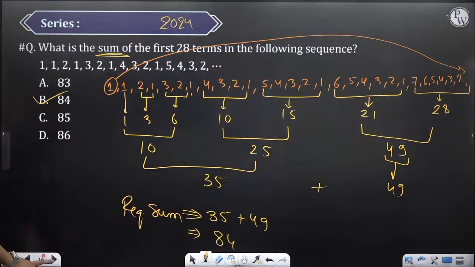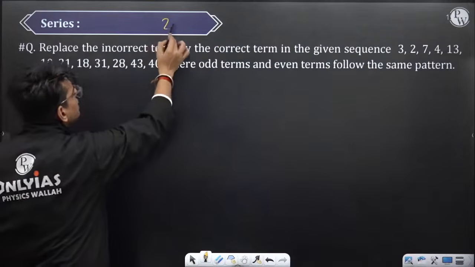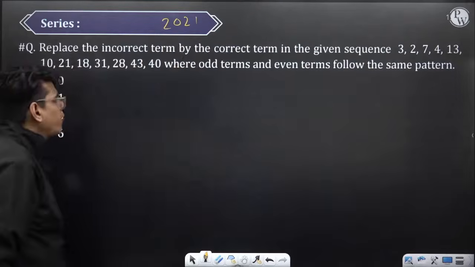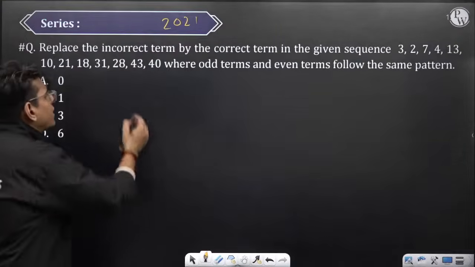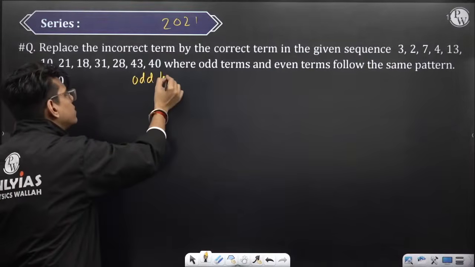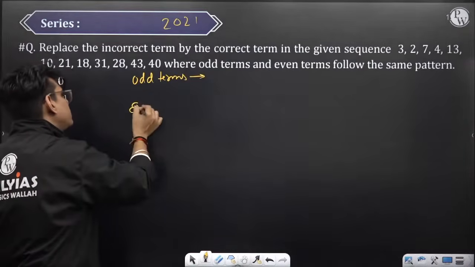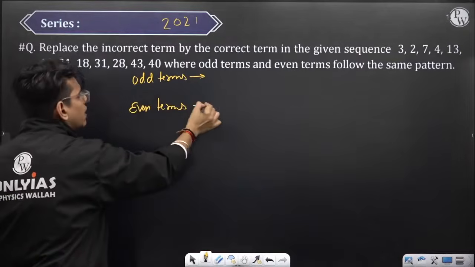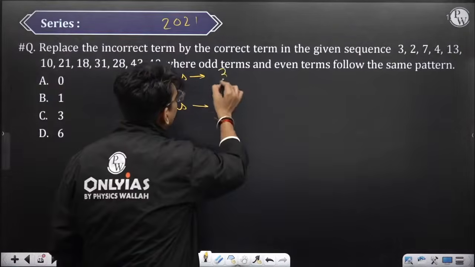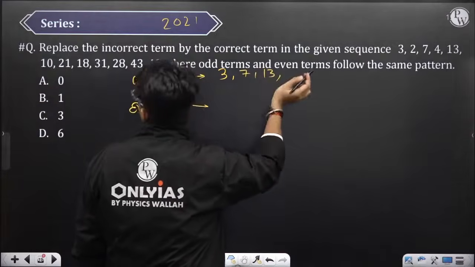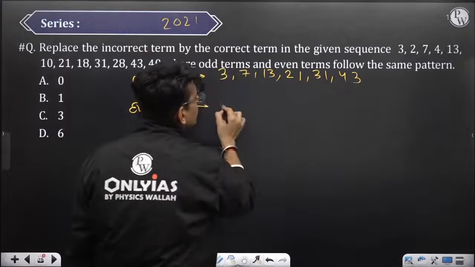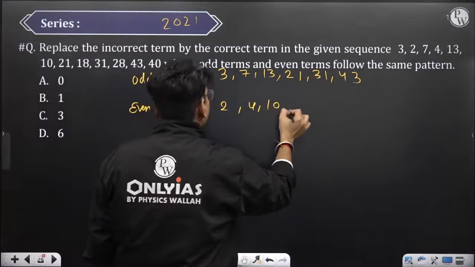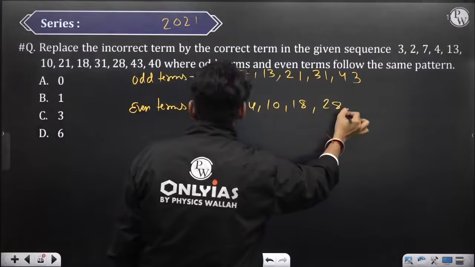You also can find questions like this where you have to see what term is wrong. This is from 2021. Replace the incorrect term by the correct term in the given sequence where odd terms and even terms follow the same pattern. First we are looking at odd terms, then we will look at even terms. So what are odd terms? First, third: 3, 7, 13, then 21, 31, 43. Similarly, 2, 4, 10, 18, 28 and 40.